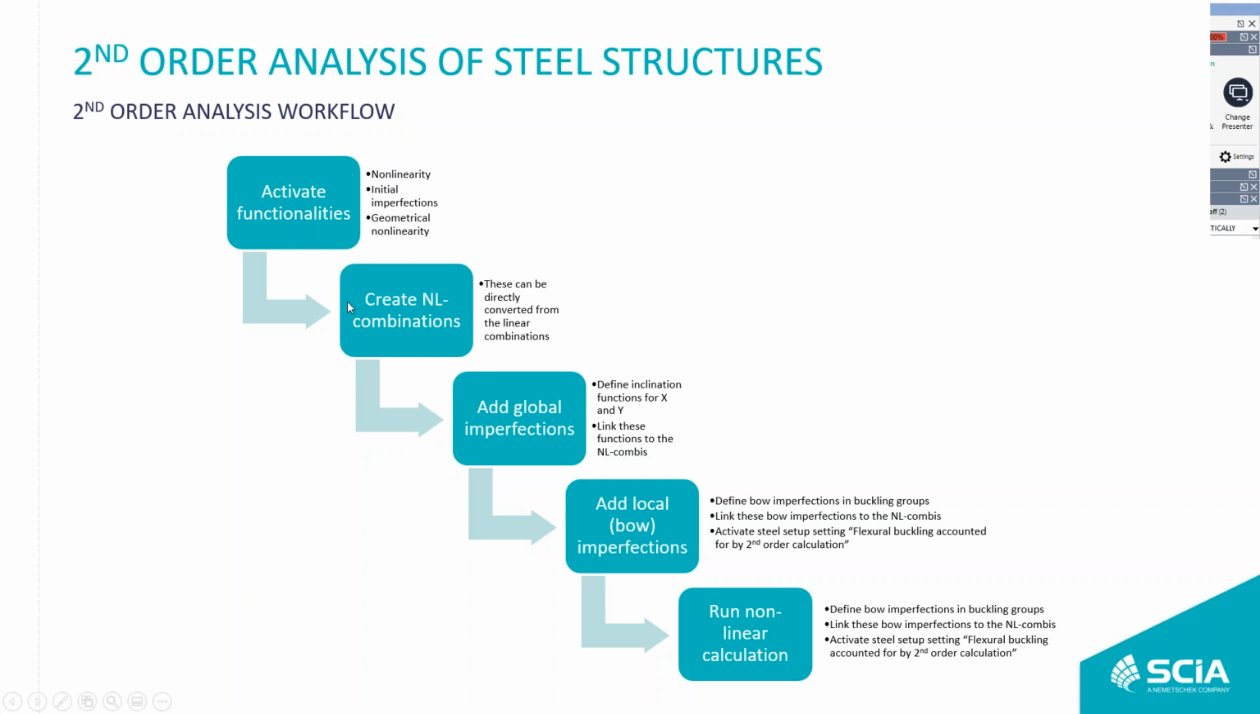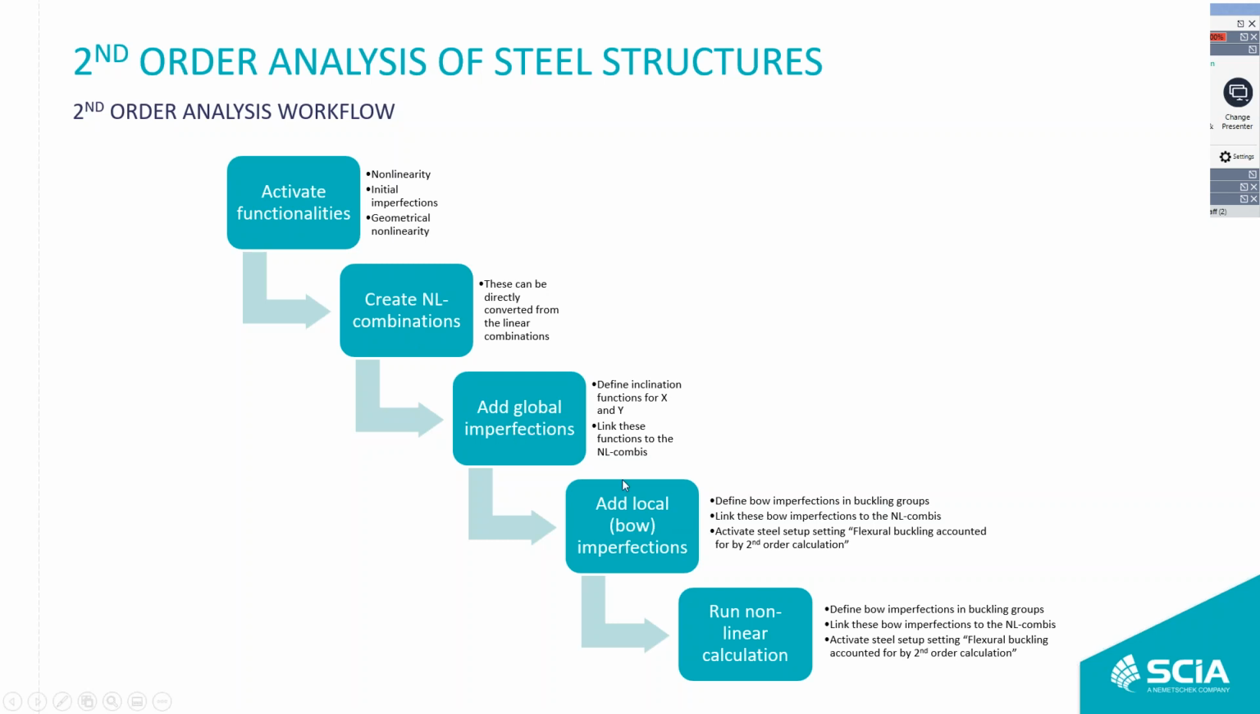The next step is then you'll need to create your nonlinear combinations. Here we can use the same approach. We don't have to create them from scratch. We can just convert our linear combinations into nonlinear ones and be done with it. Then we'll need to add the global imperfections. Again, I will explain it all in a moment, just to give you guys an overview. You'll need to add your global imperfections, which is basically putting your entire structure under a certain angle. You'll need to use it 4 times. You'll need to put it under an angle in the X direction, in the minus X direction, in the plus Y direction, and in the minus Y direction. So in the four directions.